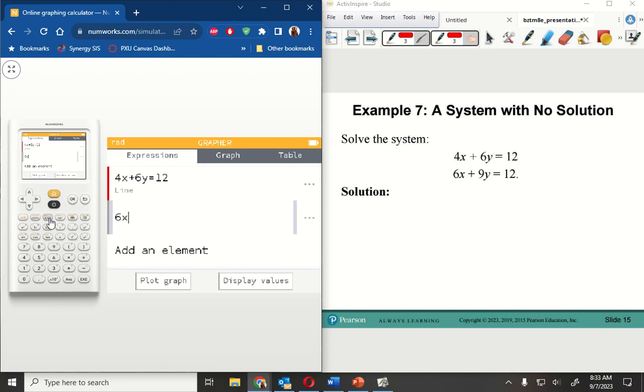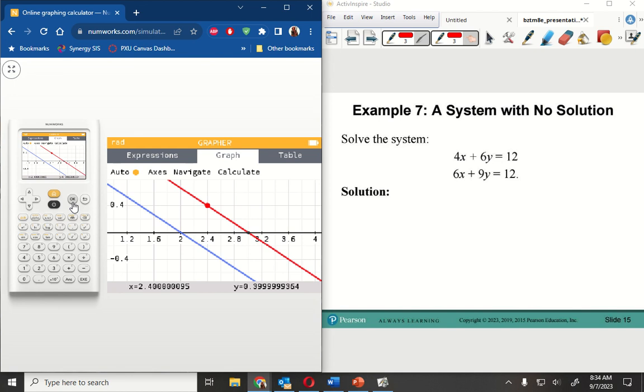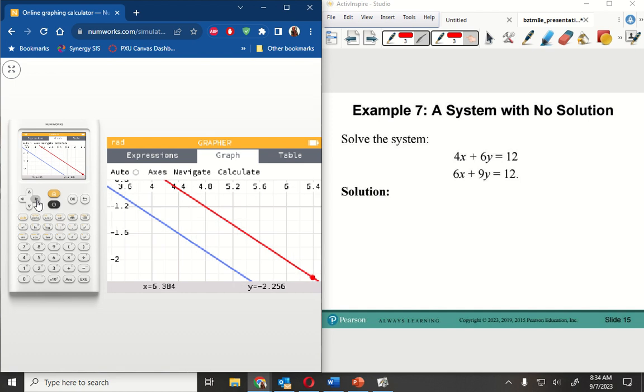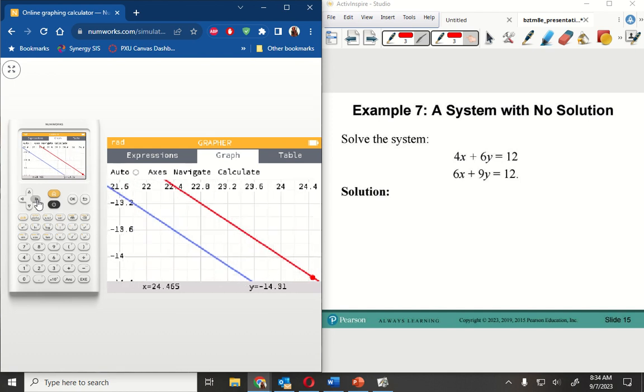6x plus 9. Alpha 3 is my y. Shift pi, equals 12 again. Hit OK. Plot graph. There we go. And now it shows that my two lines are parallel. So I'm going to arrow over to show you. I'm just going to arrow to the right, so I can just keep going to the right.